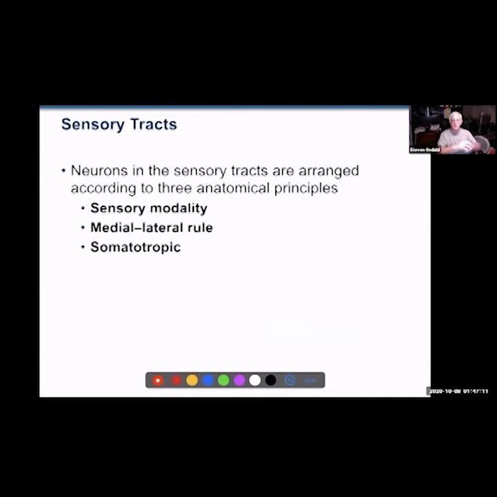So neurons in a sensory tract are arranged by three anatomical principles, how they're divided. They can be arranged by sensory modality, or by sensory mode. They can be arranged by what's called the medial lateral rule, or the somatotopic arrangement, what they affect. That's how we can organize these neurons. We'll go through those three different principles.